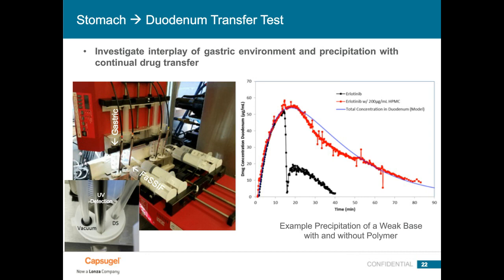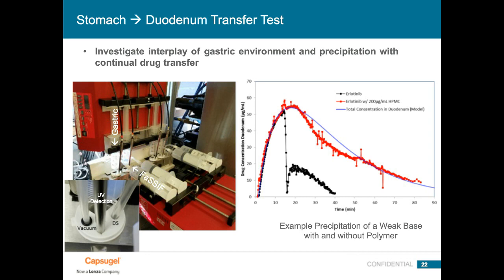What we can use this test for is to really see the intricacies of a compound which tends to crystallize on transfer from the stomach to the duodenum. The data shown here on the right is for a weak-base compound, erlotinib, and in black is the drug dosed alone. Because it's a weak base, it dissolves in the stomach and transfers perfectly along the blue line, which is the theoretical transfer rate, for about 15 minutes, and then undergoes very rapid precipitation.